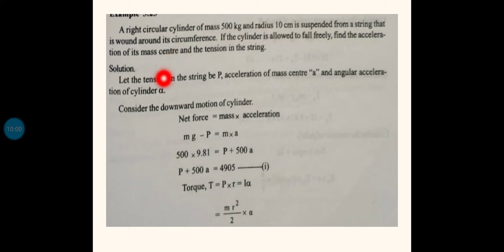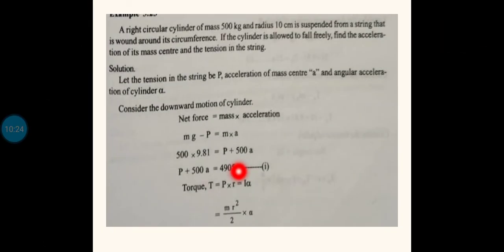We want to find the acceleration of the cylinder and also the tension in the string. Let the tension in the string be P, as we considered in the problem we have seen earlier. We assume the tension in the string is P, the acceleration of the cylinder is A, and the angular acceleration is alpha. Now consider the downward motion of the cylinder.